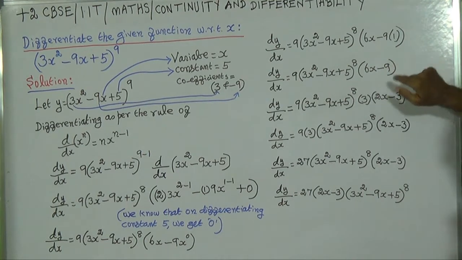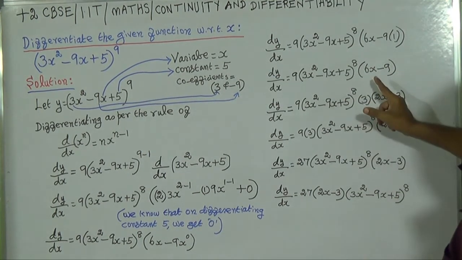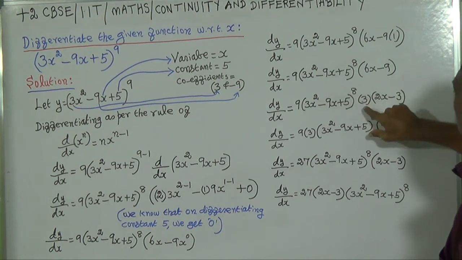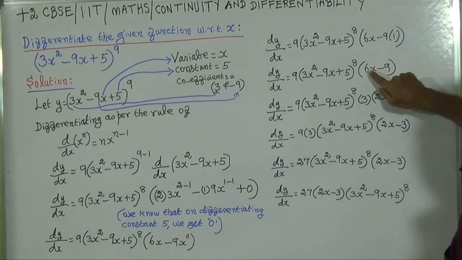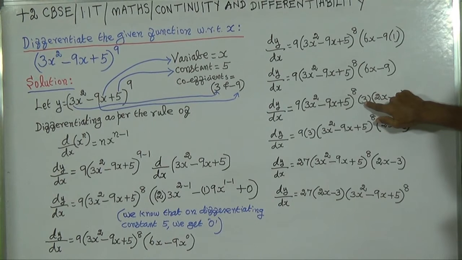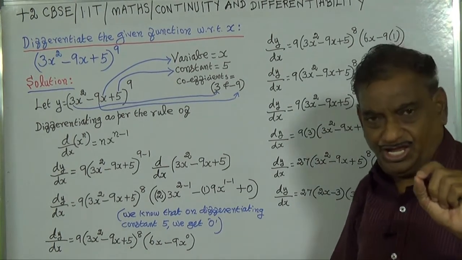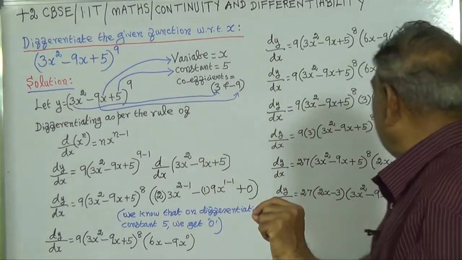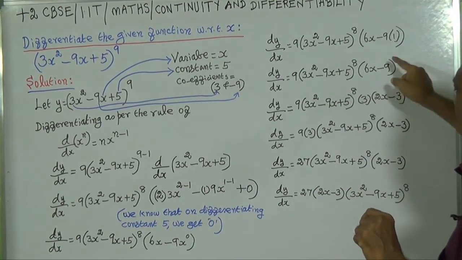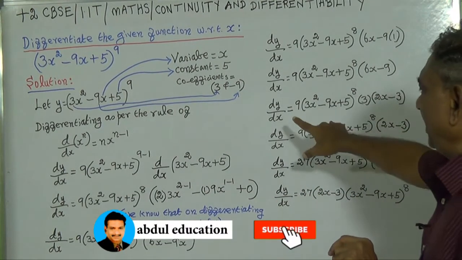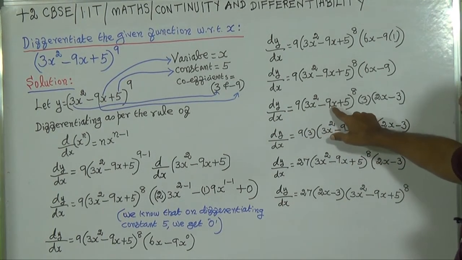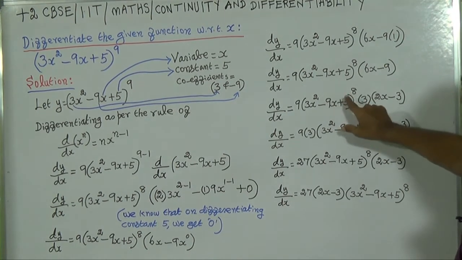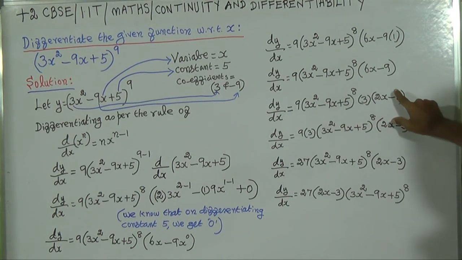Then dy by dx becomes 9 into 3x square minus 9x plus 5 the whole power 8 into 6x minus 9. Now we are going to take the common factor outside. In this factor 6x minus 9, what is the common factor? In this expression the common factor is 3. So we are going to take 3 outside this 6x minus 9. If we take the common factor 3, we will get dy by dx equal to 9 into 3x square minus 9x plus 5 the whole power 8, 3 into 2x minus 3.